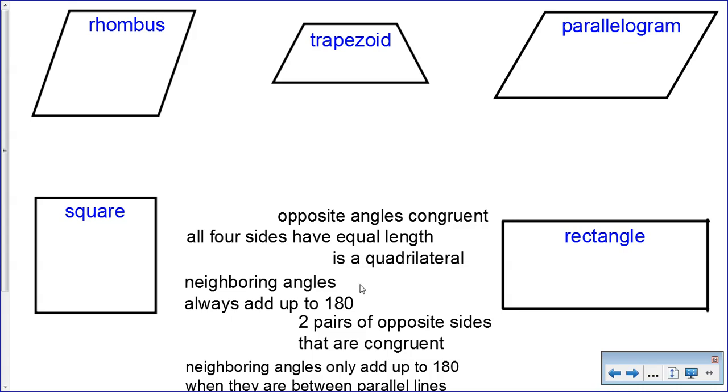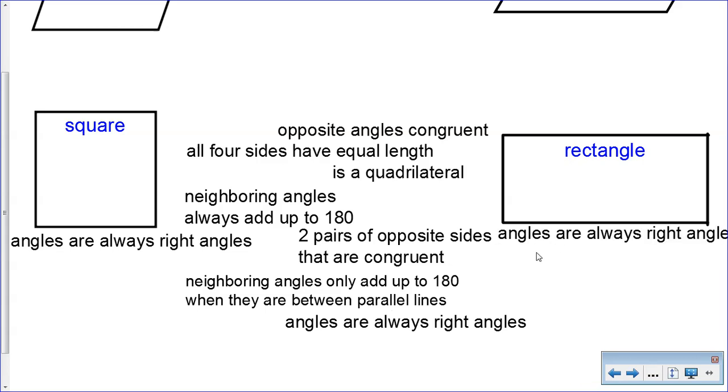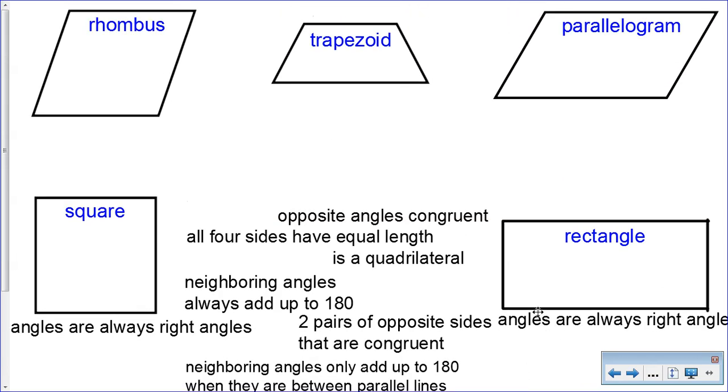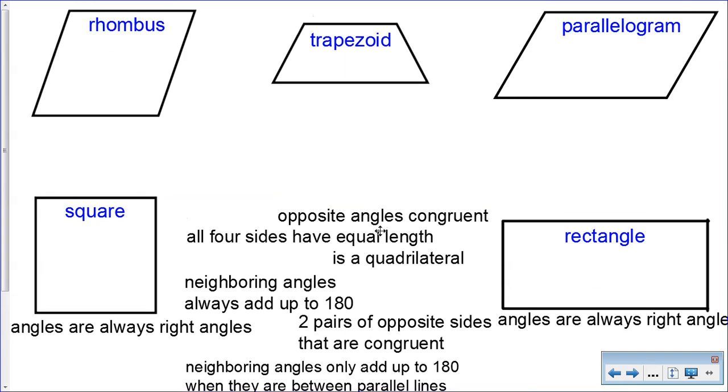So let's go through these properties that I've listed out down here. I'm going to start with this property down here. The angles are always right angles. That's true only for a square and only for a rectangle. So square and rectangle, the angles are always right angles. Let's go through this list from top to bottom.